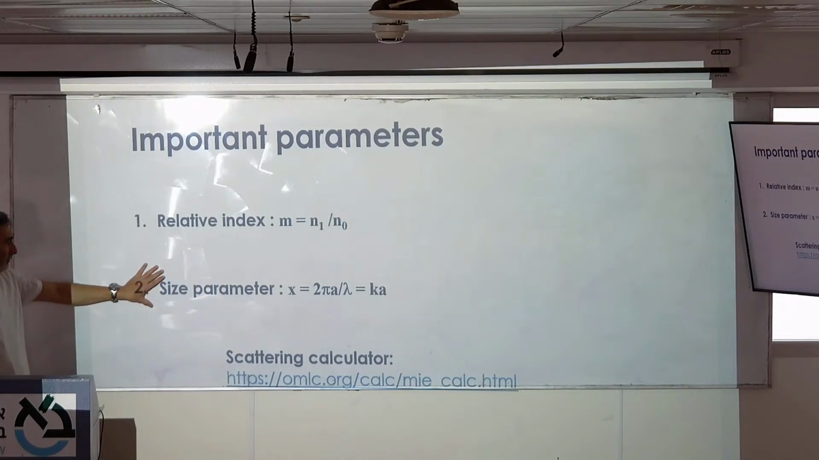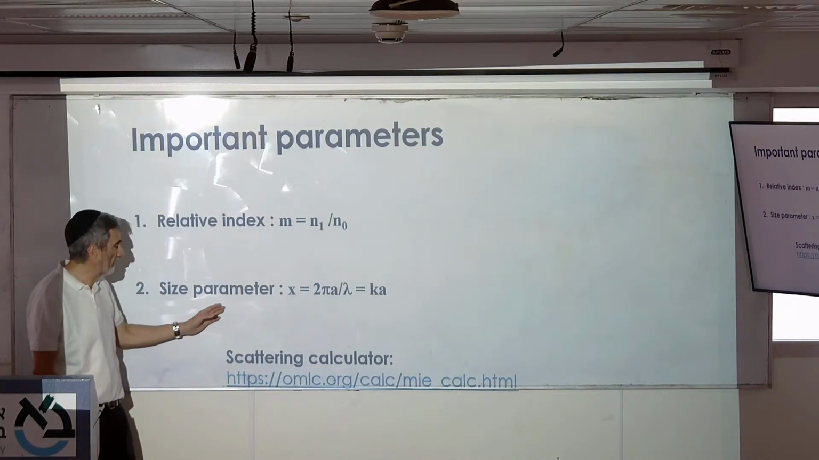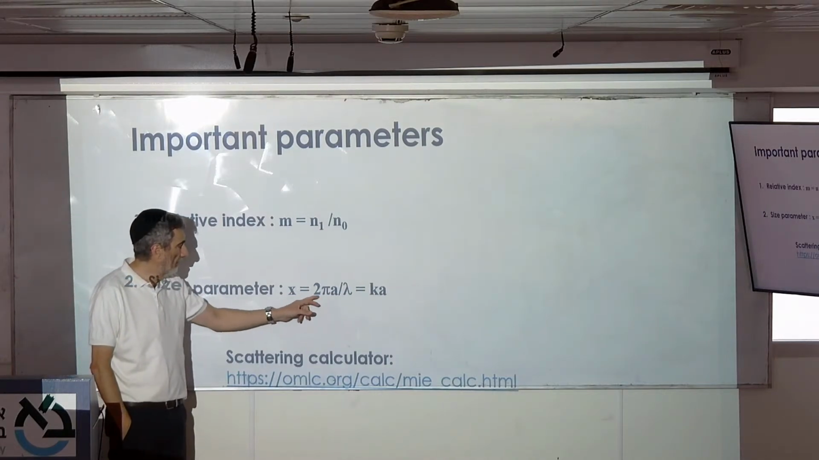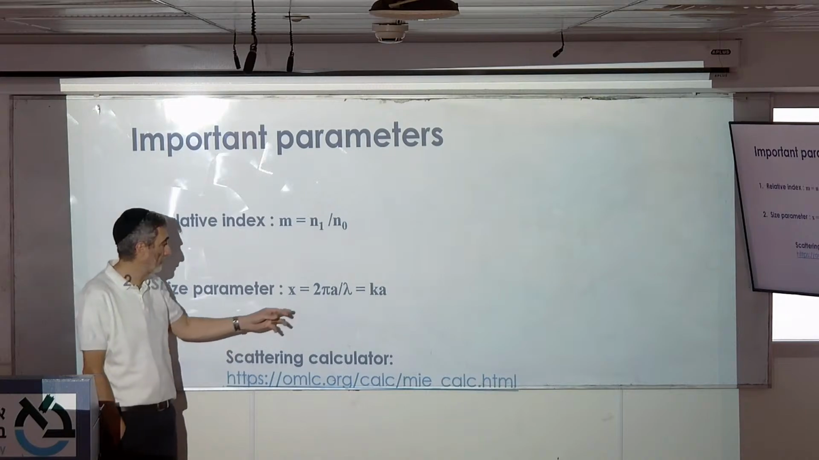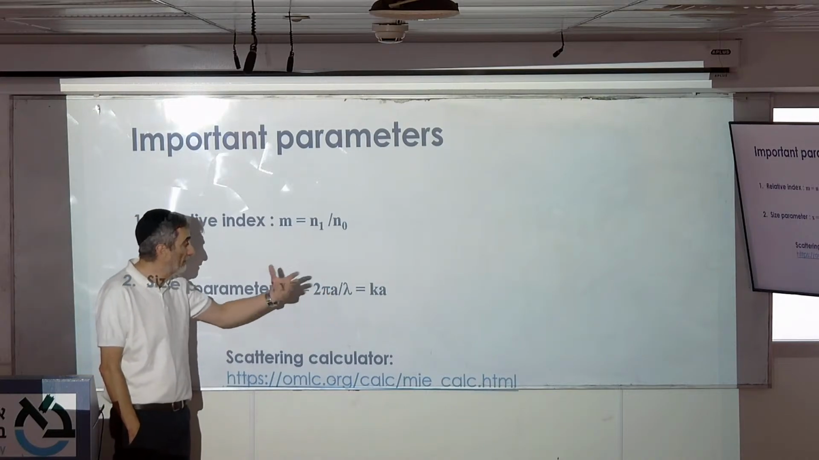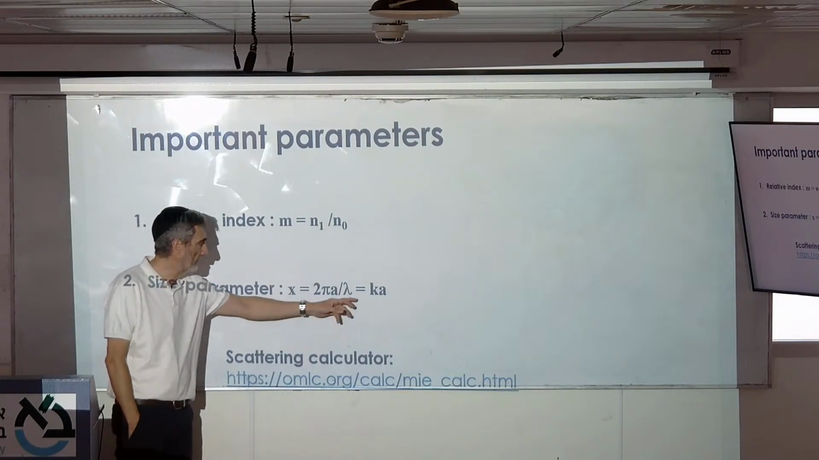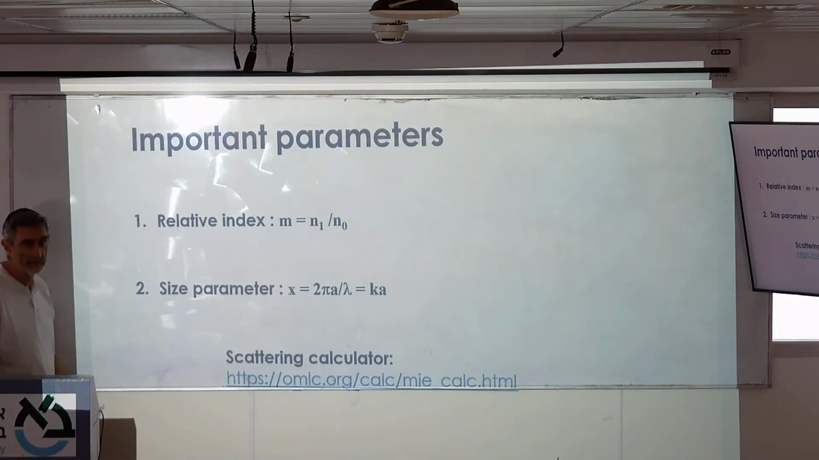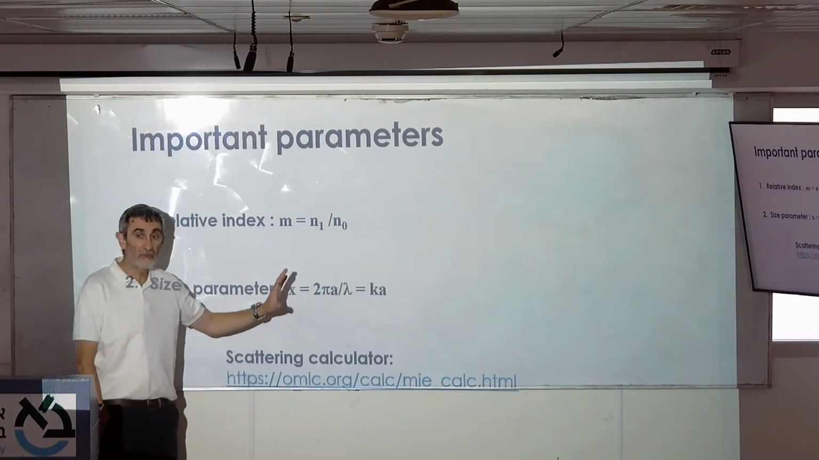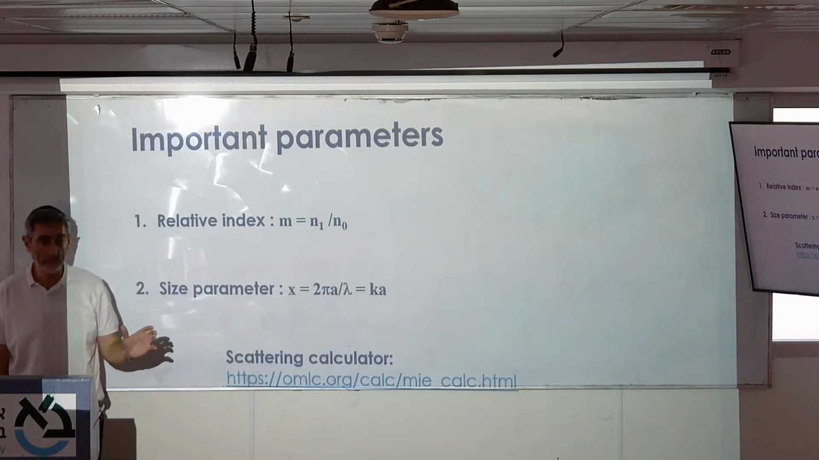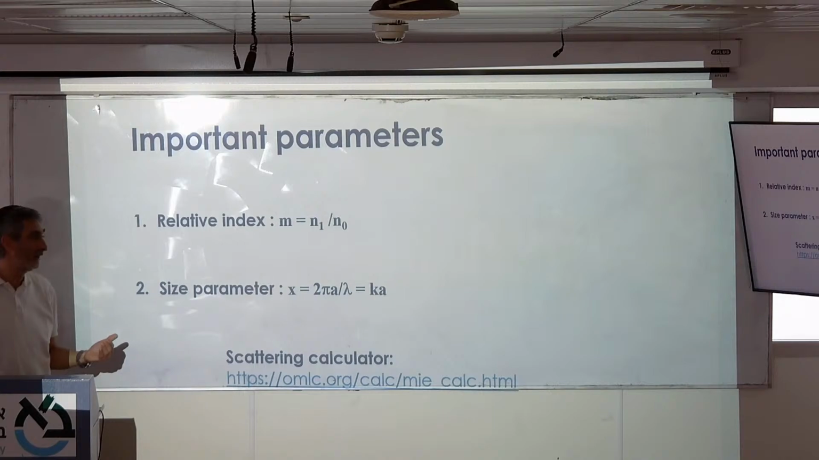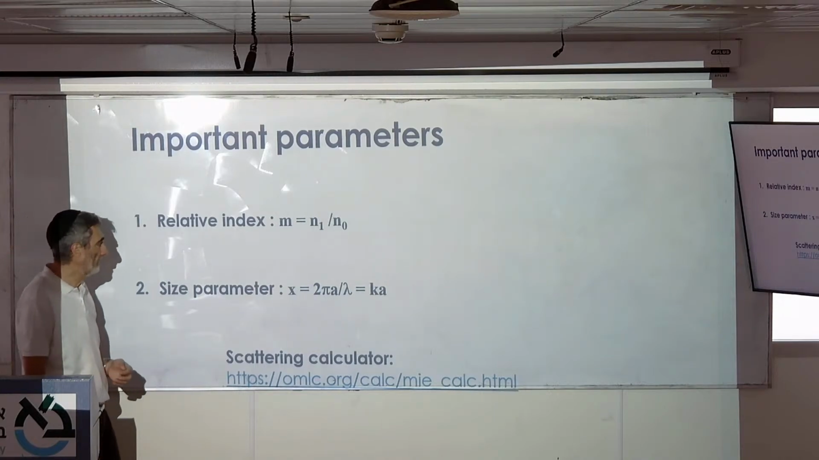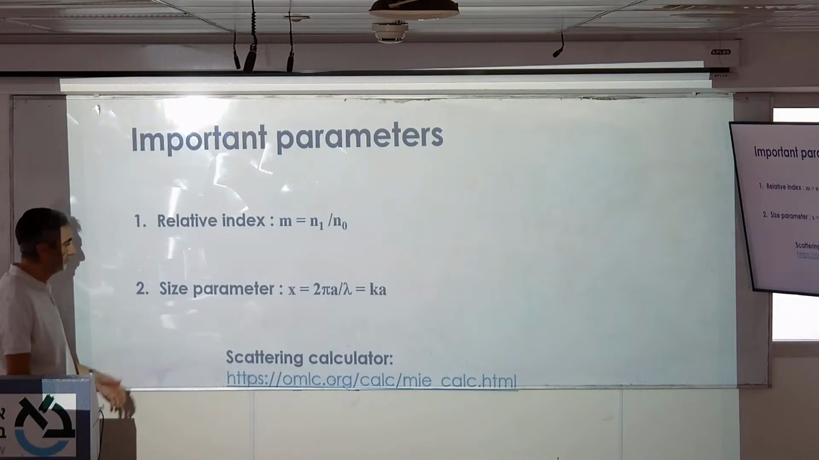To normalize everything, we can define a size parameter which compares the perimeter of the object, if it is a sphere. So 2 pi, the typical size of the scatterer, divided by lambda. So k times a. Remember that when this number is close to 1, we know that we are going to experience very strong scattering, because we are on the same order in wavelength as the size of the object. That will create strong scattering.